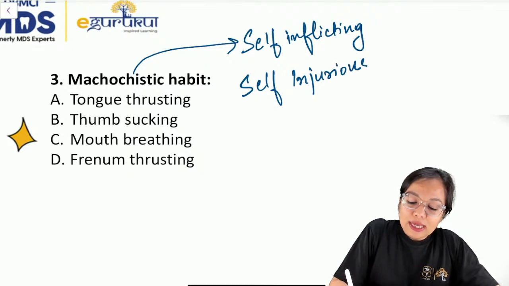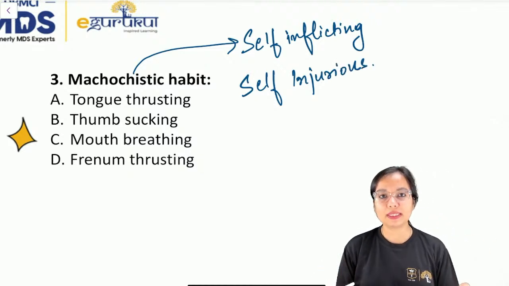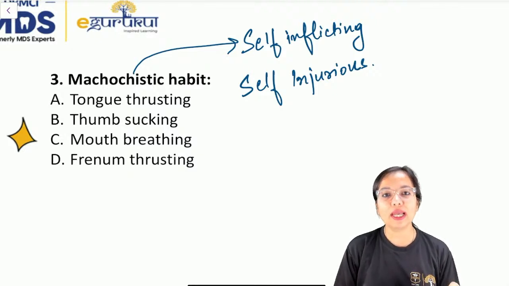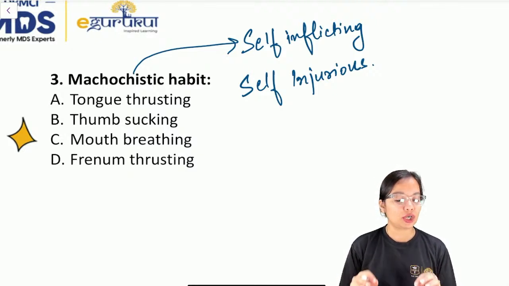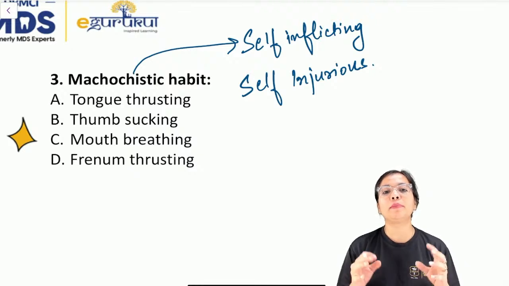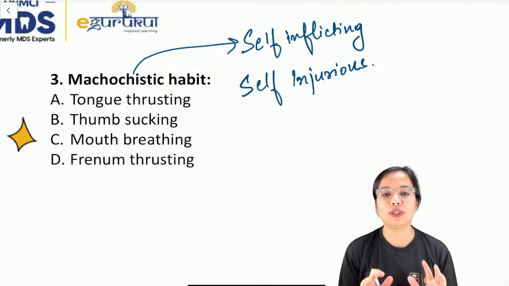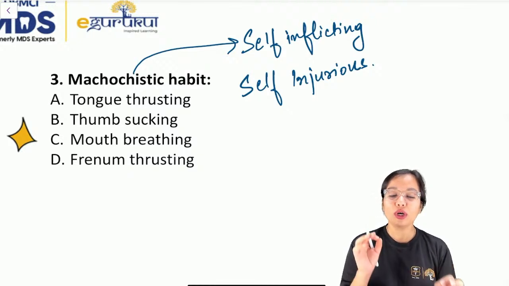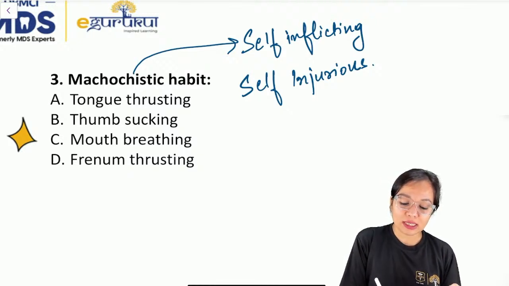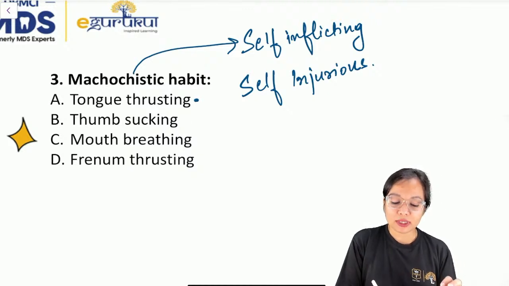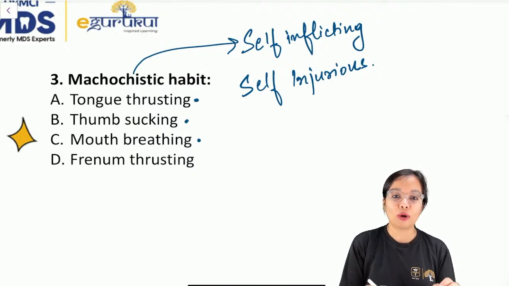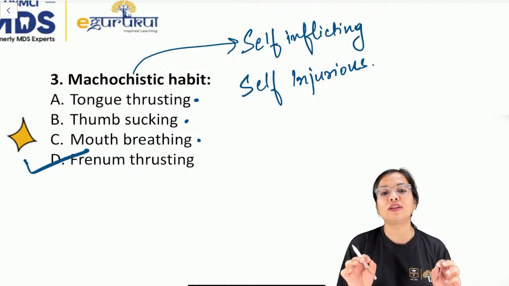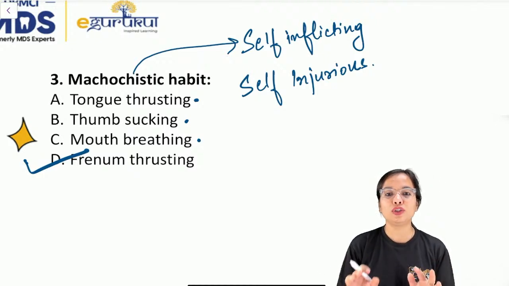Okay, so these habits are not normal habits. These habits result in injuries to the child, and these are present in children who are not mentally as capable as normal children. They are mentally challenged children. So, out of these, tongue thrusting is a normal habit. Thumb sucking is normal, mouth breathing is normal, but frenum thrusting is a masochistic or a self-inflicting injury, a self-injurious habit.